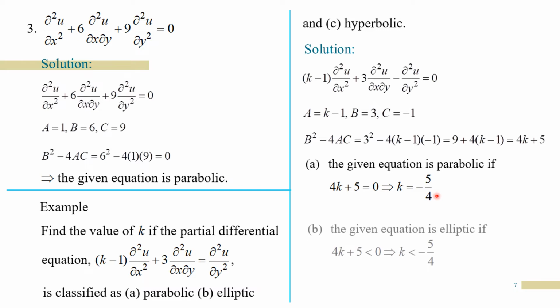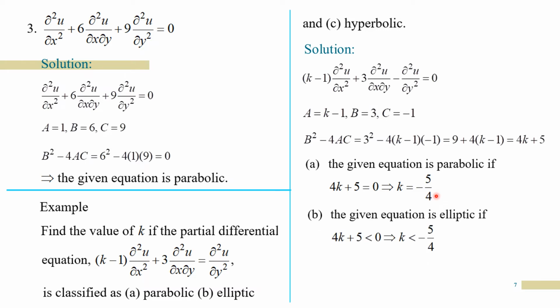In part B, we are asked the value of the constant k if the given equation is elliptic. Now, the equation is elliptic if the discriminant 4k plus 5 is less than 0. In other words, k can be any number which is less than negative 5 over 4. For example, k is equal to negative 2, because negative 2 is smaller than negative 5 over 4.